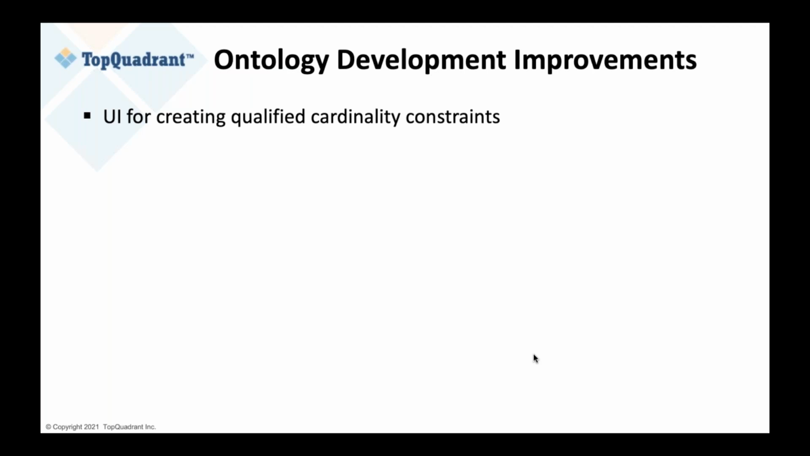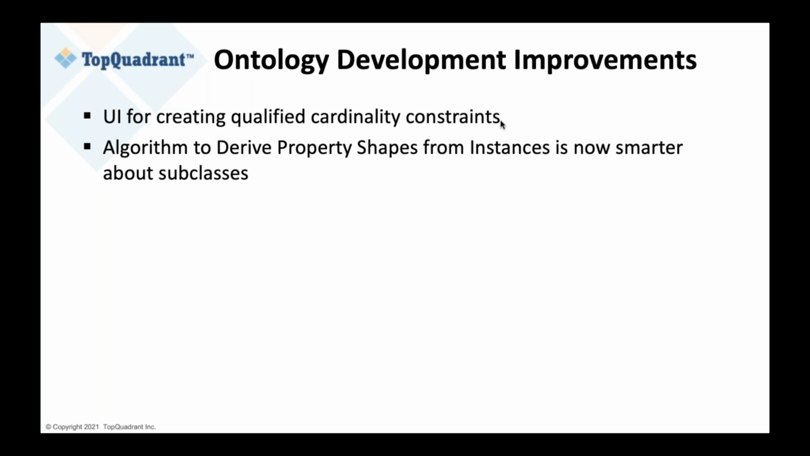And previously to 7.1, you needed to use source code and actually type this constraint in RDF. And in 7.1, there is now a user interface for entering this type of constraint. We've also improved an algorithm for deriving property shapes from instances.